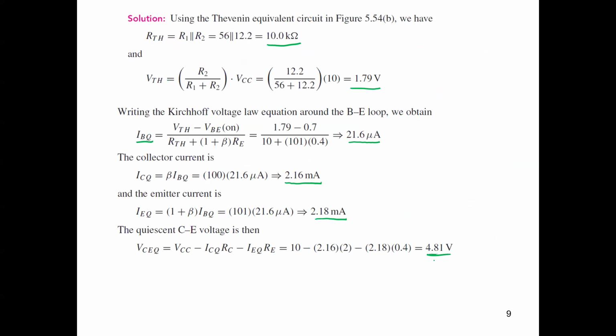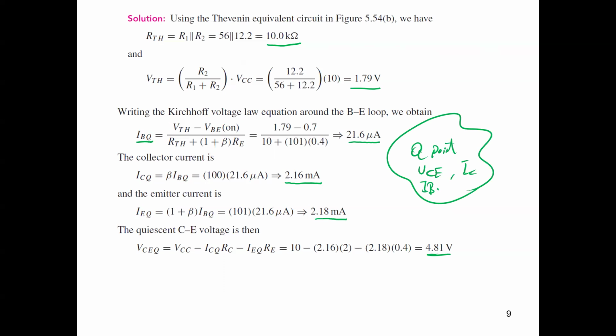So now we got all the values of our Q points. Again, the values of the Q point are VCE and IC, and IB as well. These are the values that we will use to select the operating curve of your BJT.